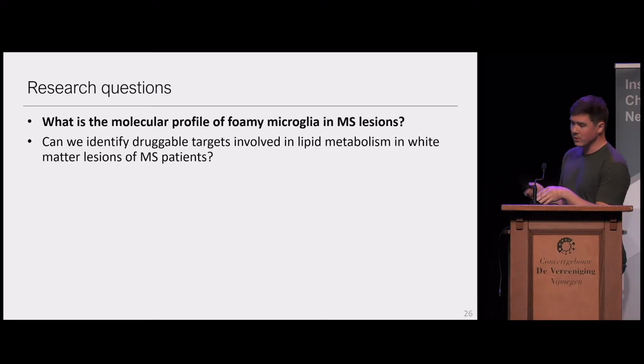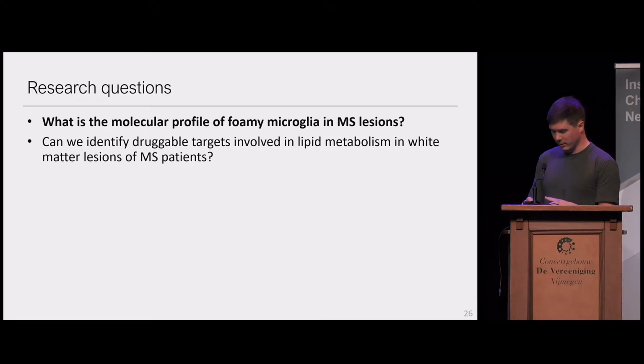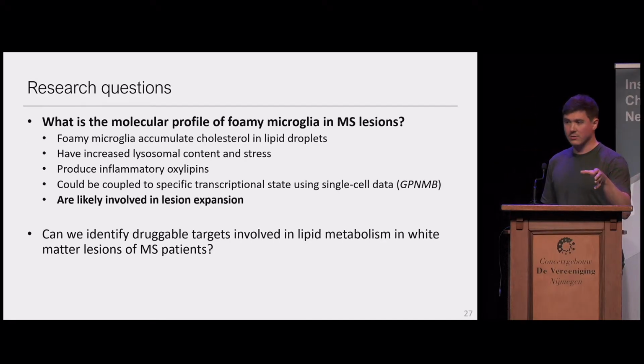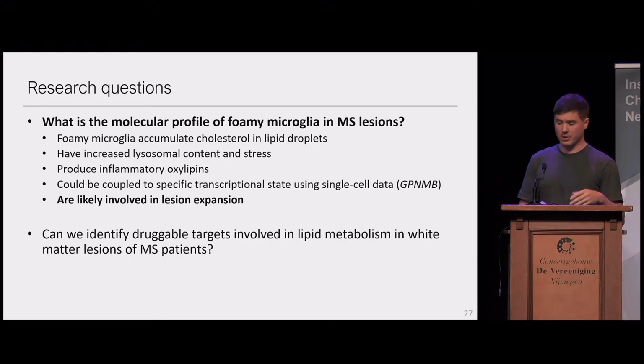So the first question I asked was, what's the molecular profile of these foamy microglia? I think we can answer that. They're really characterized by this cholesterol accumulation in lipid droplets. They have increased lysosomal content and stress. They produce these inflammatory oxylipins, and we can couple them to a specific transcriptional state using single-cell reference data sets, which here are characterized by the GPNMB protein. And we think they are likely involved in the expansion of these lesions.